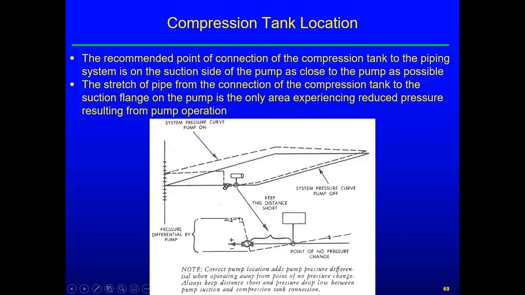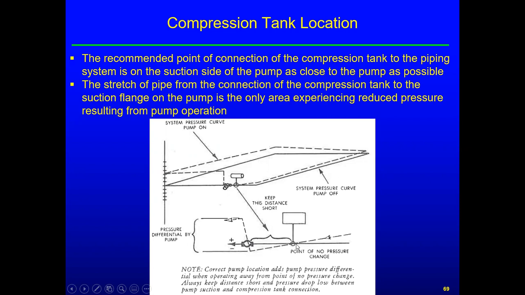And so if you go up to the top diagram here, you kind of see the overall thing: point of no pressure change, and we get a little bit of a dip into the suction. And see, it's that pressure at that suction that controls cavitation. Okay, that's why we want that pipe to be as short as possible, because the point of connection of the compression tank is the point of no pressure change, but the further we have to go to get to the suction of the pump, the lower the pressure is going to fall before it gets to the pump, and the more likely it is that we might cavitate the pump. So we don't want to do that. So we want to keep this piping from this point to the suction of the pump as short as possible. Okay.